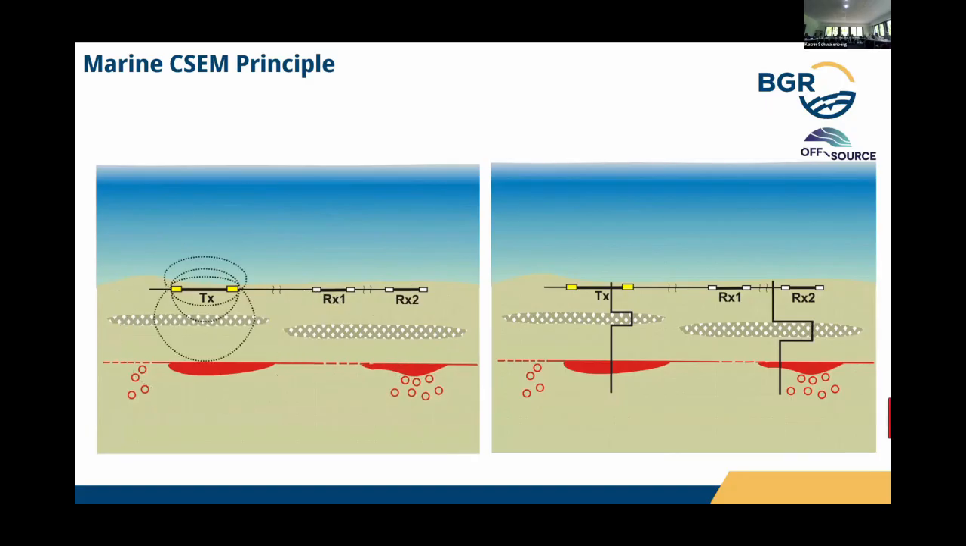So in this example, we have both transmitter and receiver on the seafloor. We can have them anywhere in the water, towed in the water, towed at the seafloor, or towed at the sea surface as well.